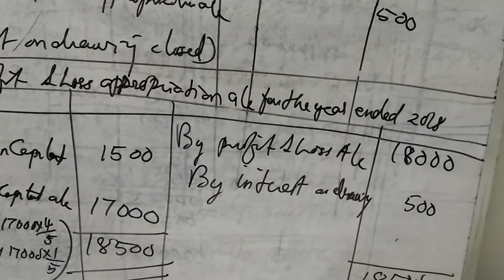Okay, I think all of you understood well. Hereafter, when we transfer, there is no journal entry. Directly we can transfer this to profit and loss appropriation account. That method also we can do.